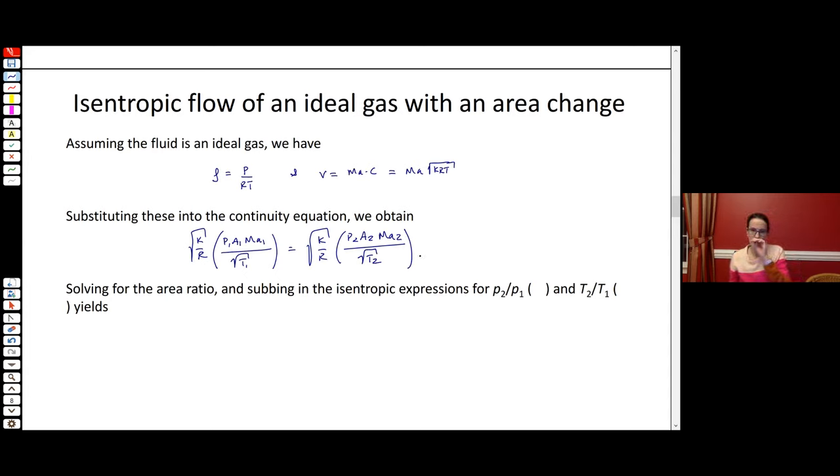If we now rearrange this equation and solve for the area ratio A2 over A1 and substitute in our isentropic expressions for the temperature and pressure ratios, then we get the following.